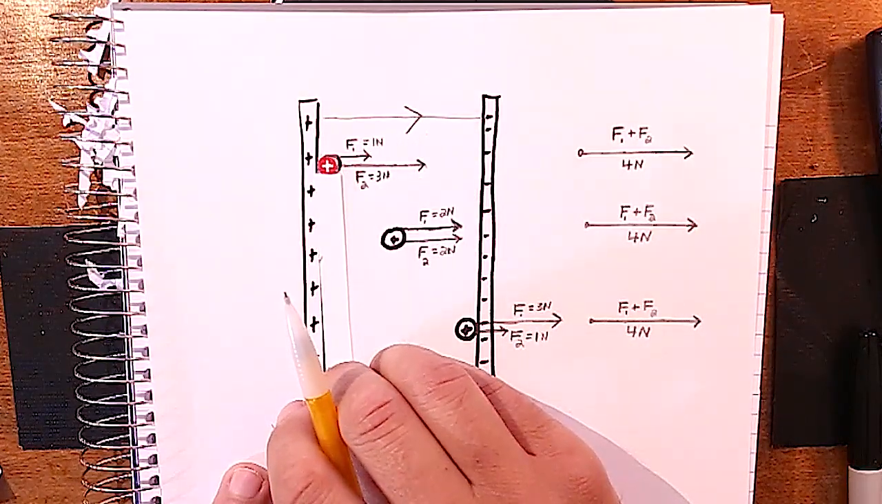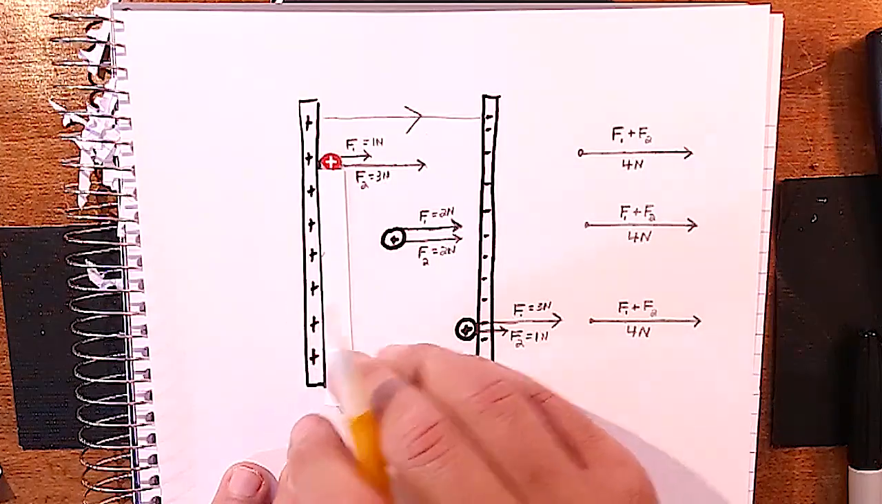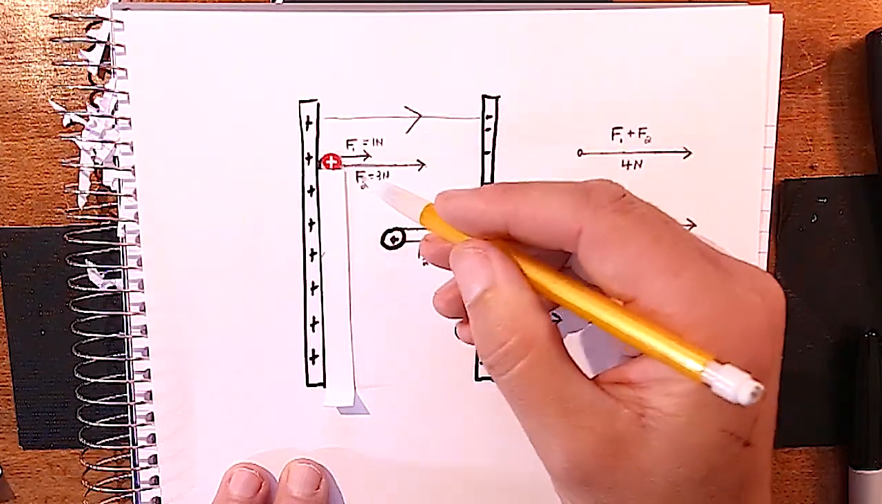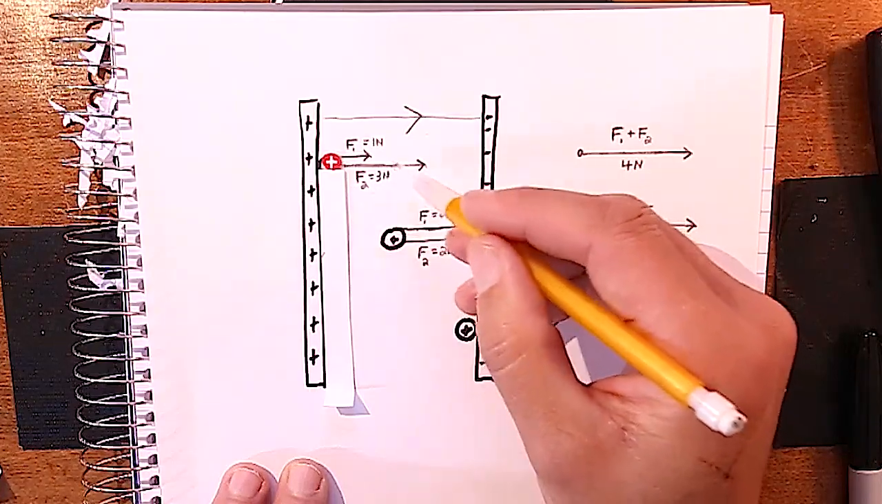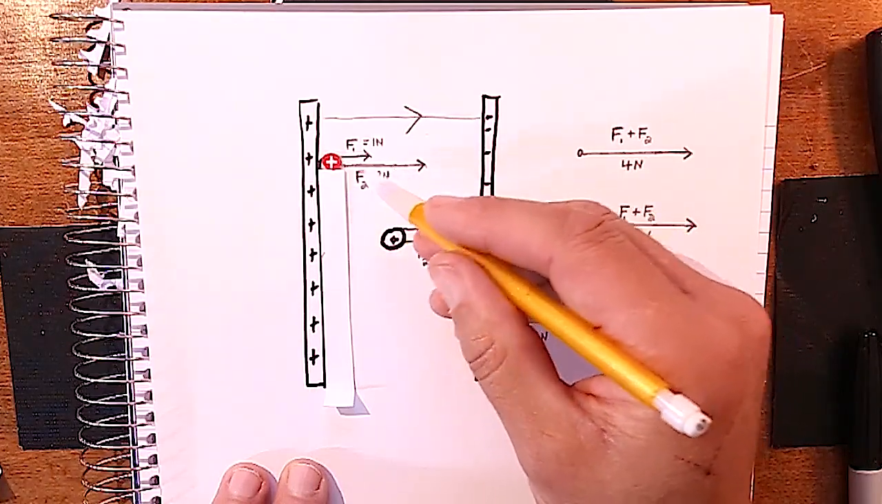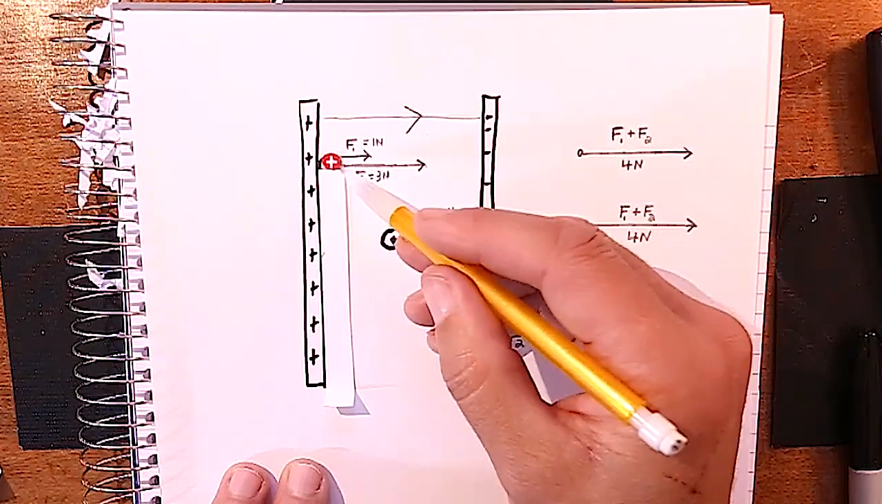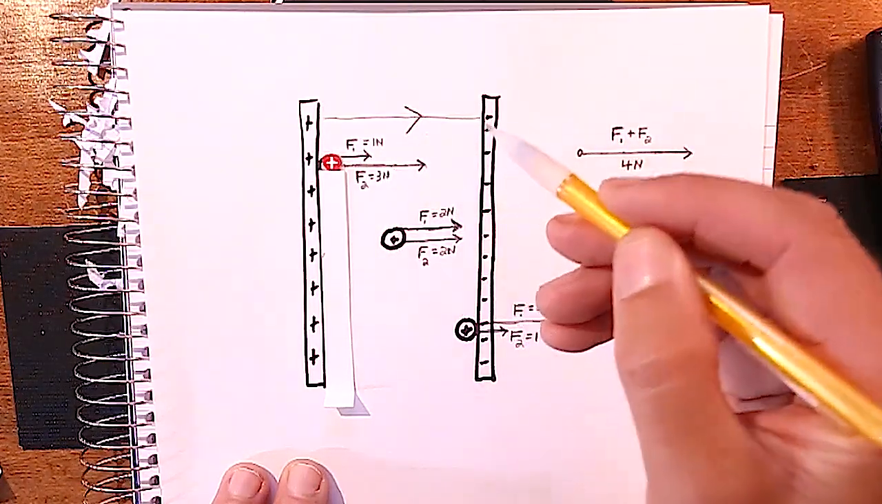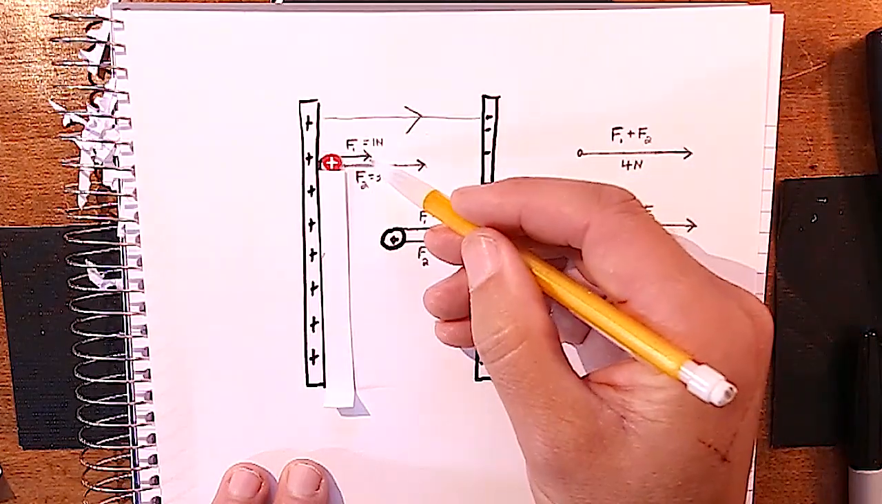Well, when we're located close to the positive plate, the force from the positive on the positive, it's very close, so the force is large. We'll make up some numbers and say 3 newtons. But this positive is also attracted to the negative plate, but because it's far away, the force is small.